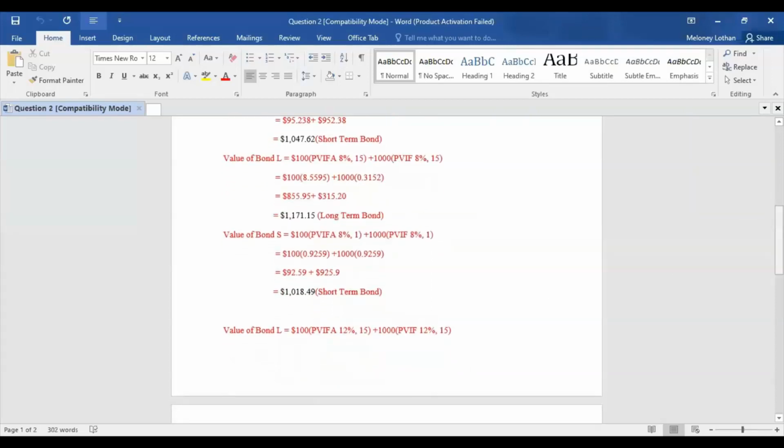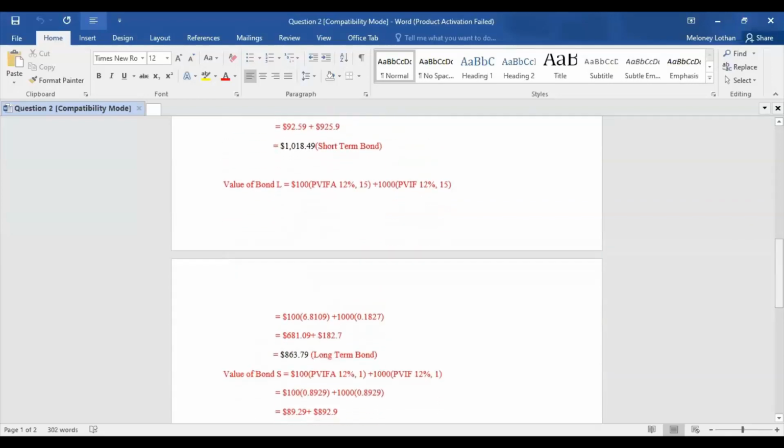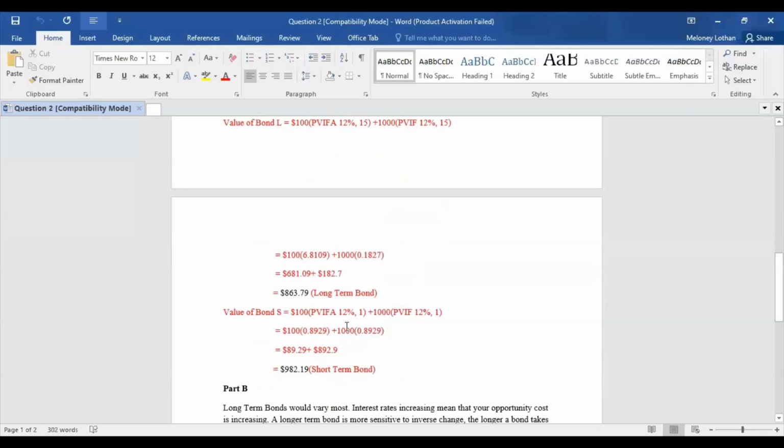Same procedure at the 12% rate for the 15 years. You look for the value in the table, present value interest factor annuity at 12% for 15 years, and plug in the values, and you would get the 863.79. Bond S, you use the 12% at 1 year, and find the values in the table, total them, and you should get 982.19. I now hand over to James.